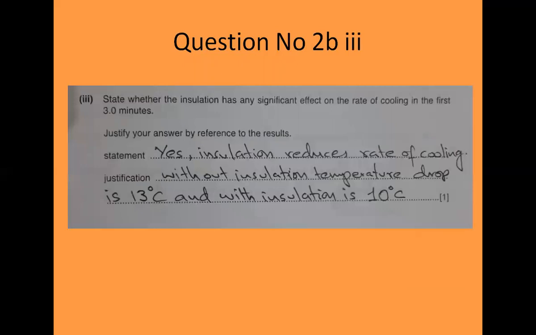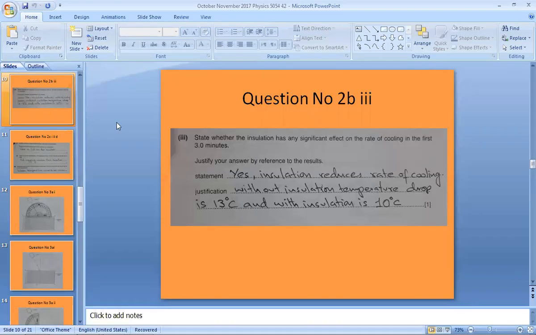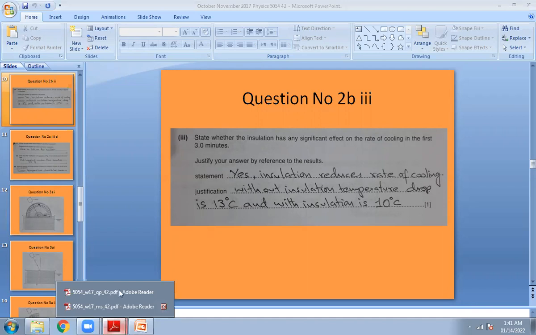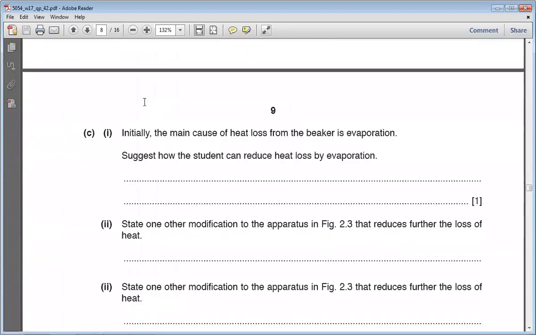And then their question is, state whether the insulation has any significance. Yes, insulation reduces the rate of cooling, and the justification is: without insulation the temperature drop is 13 degrees centigrade in 3 minutes, and with insulation the temperature drop is 10 degrees centigrade. So you can see there is a slight reduction in the temperature drop. So yes, insulation has an effect on the rate of cooling. So that is question number 2. I think we are done with question number 2.